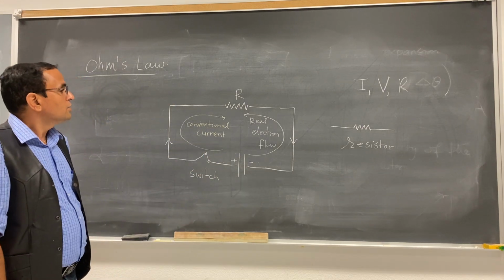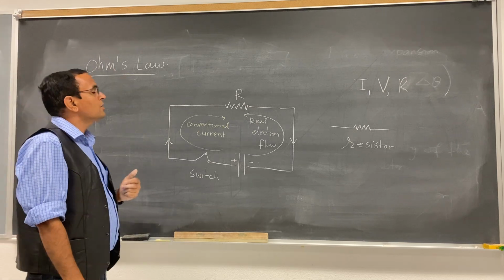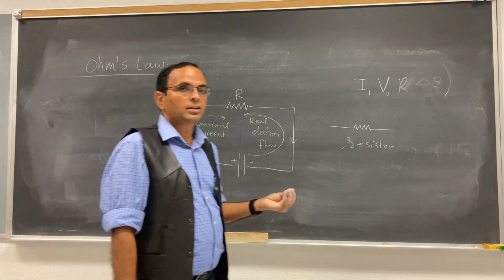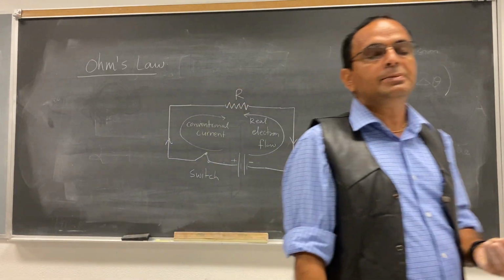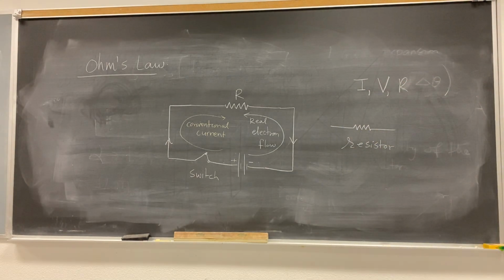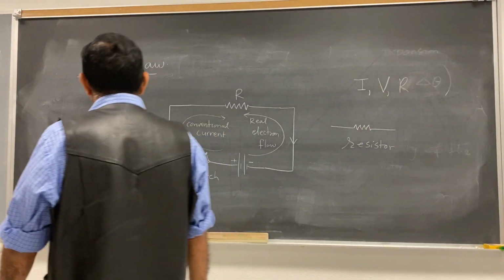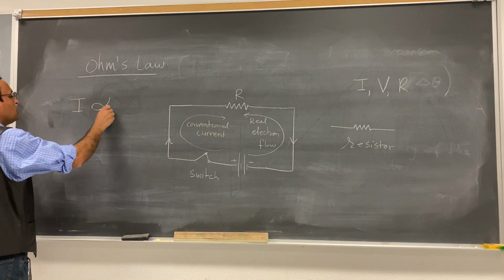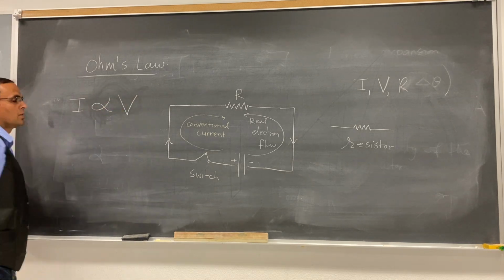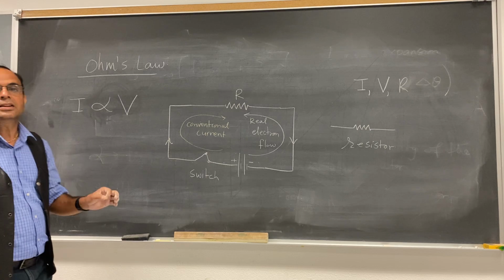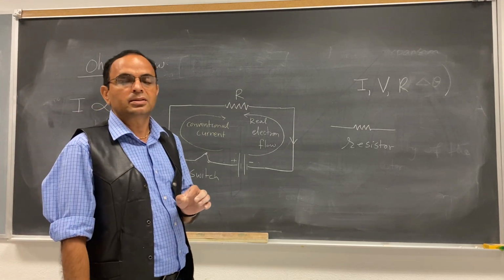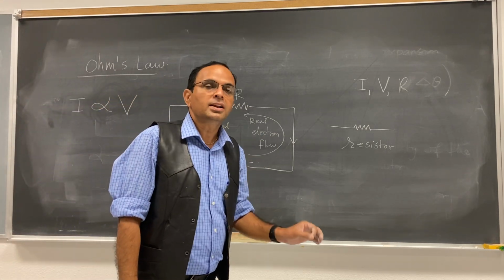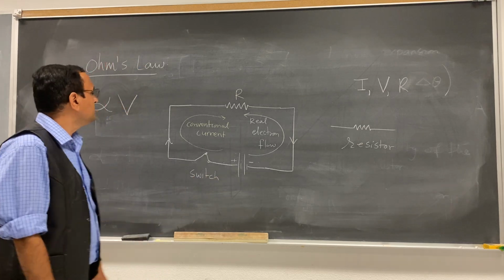Okay, so now let us talk about Ohm's law. What is Ohm's law? I told you that Ohm's law gives you the relationship between the current, voltage and the resistance. So what is the statement? The statement is: the current I is directly proportional to the potential difference. Current is directly proportional to the potential difference.